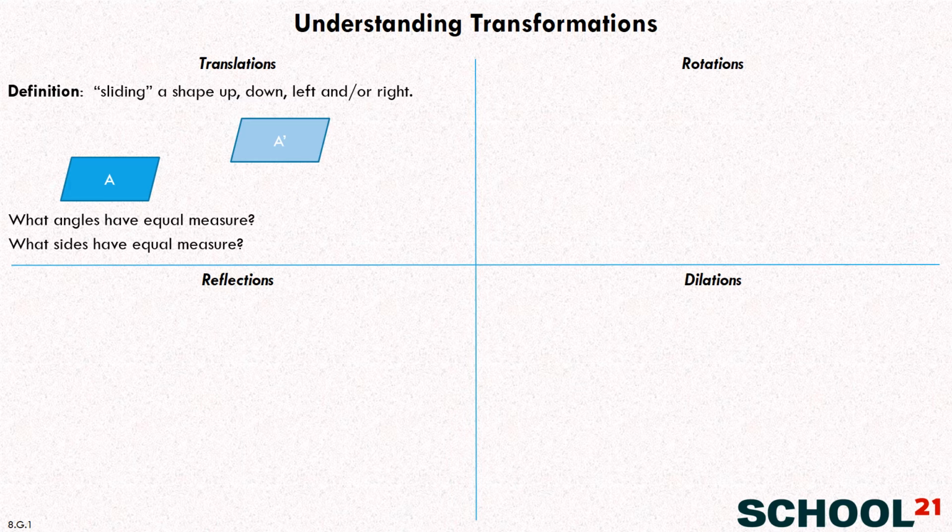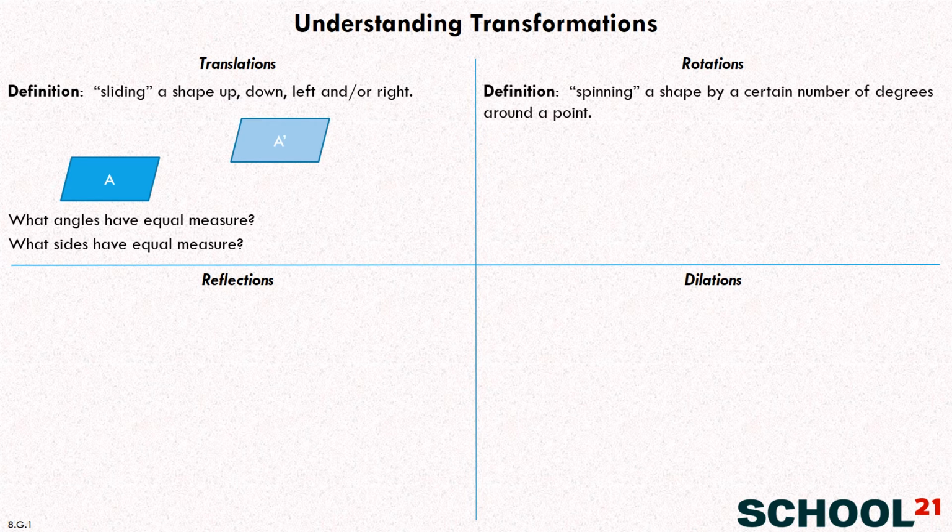And then you can also ask yourself, what sides have equal measure? So this, again, is pretty simple for a translation. You can say, well, the bottom of A is the same as the bottom of A prime. The right side of A is the same as the right side of A prime. Okay? Okay. All right, so pretty simple for translations. Let's go over to rotations here so that we can understand a little bit more of a complex case.